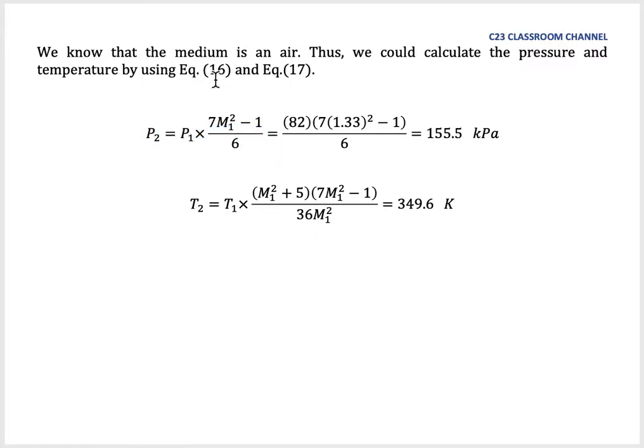Then we could calculate the value of pressure and temperature by using this equation. You could refer to equation number 16 and number 17 to solve this problem. We already know the value of Mach number 1, which is 1.33. We substitute into this equation, we could get that pressure at point number 2 here after the shock wave is 155.5 kilopascal. Same goes to temperature. We could calculate the temperature here by using equation number 17. We substitute all the values, we could get that temperature after the shock wave, T2 here, is equal to 349.6 Kelvin.